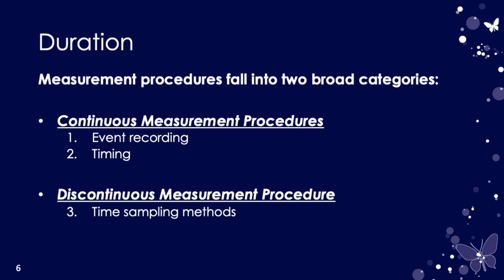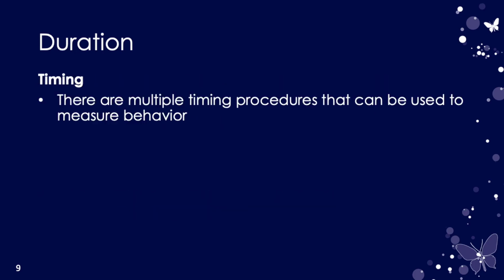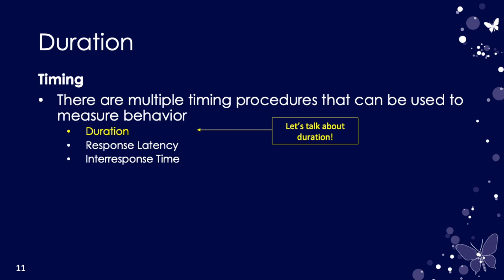You may remember that measurement procedures fall into two broad categories: continuous measurement procedures and discontinuous measurement procedures. Continuous measurement can be further broken into event recording and timing. In this module, we will focus on continuous measurement procedure, more specifically, timing. There are multiple timing procedures that can be used to measure behavior: duration, response latency, and inter-response time. Today we'll be focusing on duration.